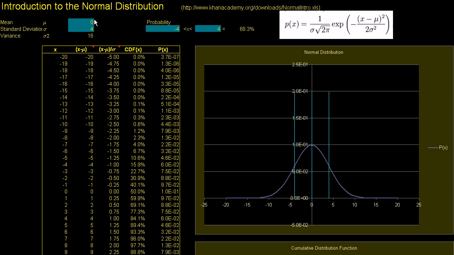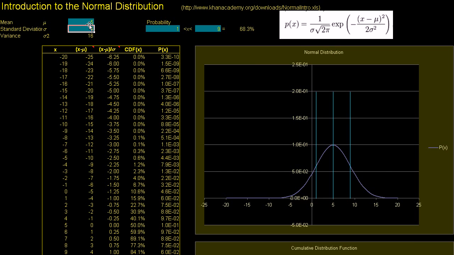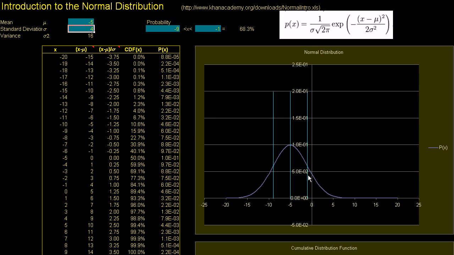And so what happens when you change the mean? So if the mean goes from 0 to, let's say, 5, notice this graph just shifted to the right by 5, right? It was centered here. Now it's centered over here. If we make it -5, what happens? The whole bell curve just shifts 5 to the left from the center.